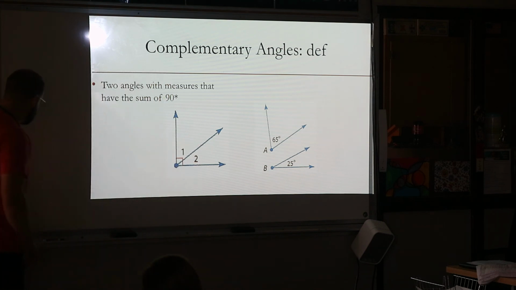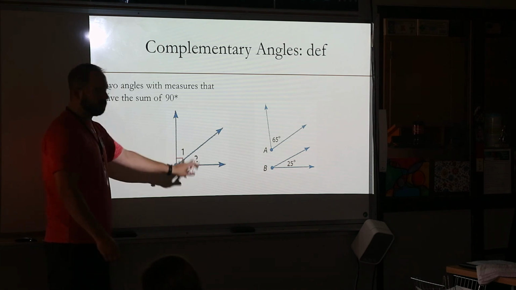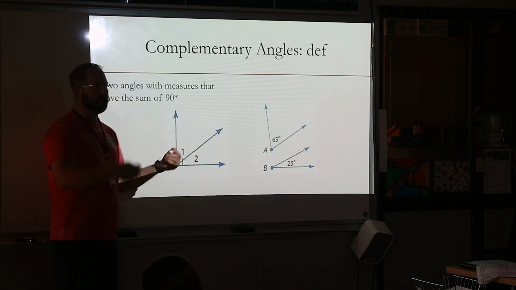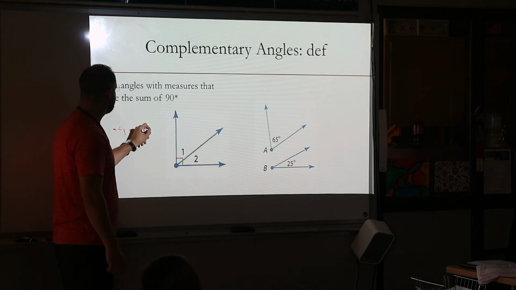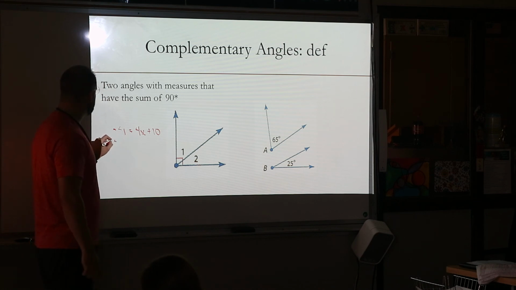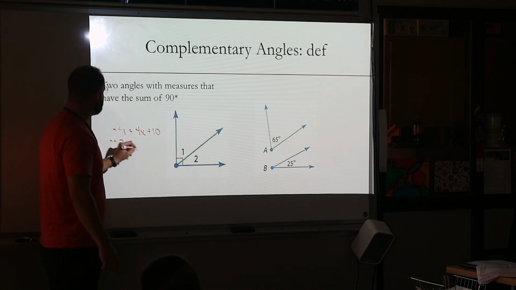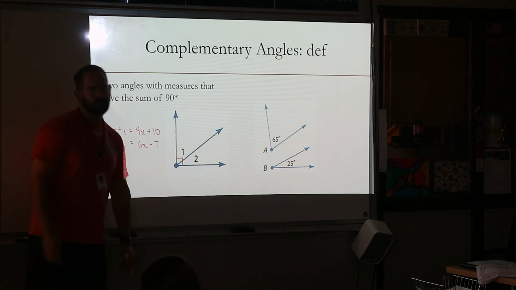They could give you a picture like this. I know this is what the book will eventually do. They're going to give you a picture like this in your book. You'll see all the markings of angle 1, 2. The homework will eventually say, hey, angle number 1, the measure of it, is supposed to be a 4x plus 10. And angle number 2, the measure of angle 2, is supposed to be a 6x minus 7. Solve.